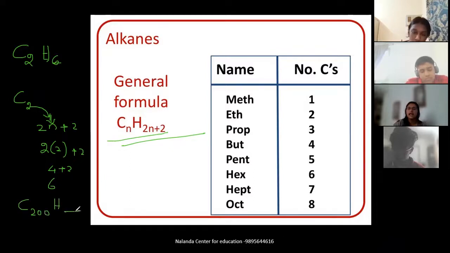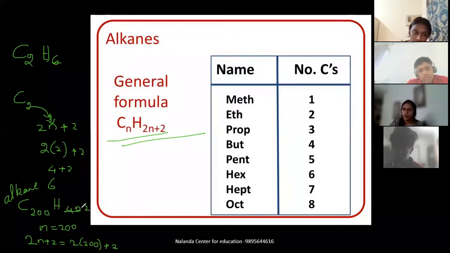Number of hydrogen is dash. What is it? This is an alkane. So what is it? CnH2n+2. Now here n is 200. So what is 2n plus 2? 2 into 200 plus 2, which is 402. Okay, this is how you should be doing it. So this is about the alkanes.